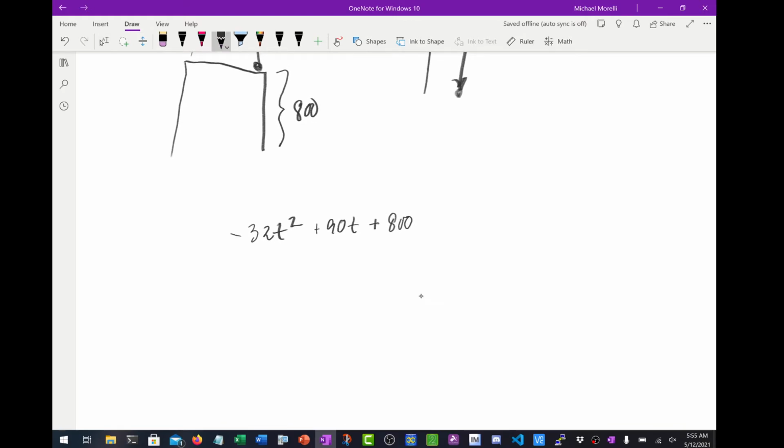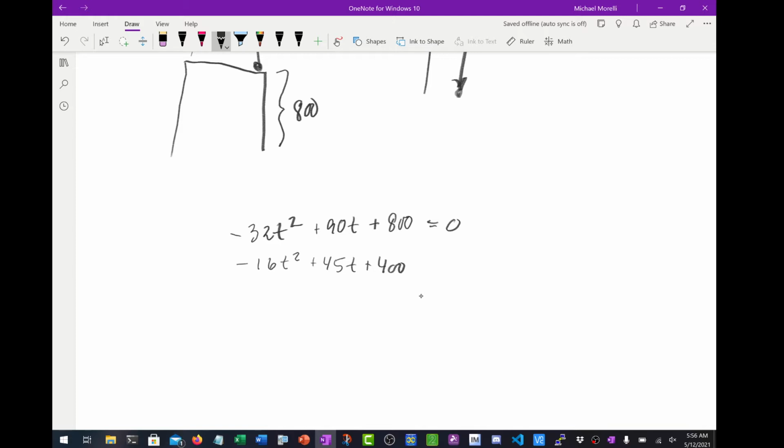Now, there's a lot we could do here. I'm going to set this equal to 0 and then just attempt to divide down these numbers a little bit because they're pretty big. First, I'll just divide by 2. So this would give me negative 16t squared plus 45t plus 400. Then I'm thinking, what else can I divide out of this? I don't know that there is anything else. 16's factors are 2, 8, 4. 45 is 9 times 5, so there are no common factors even between those two numbers. So I think I'm just going to have to work with these numbers being huge like they are.